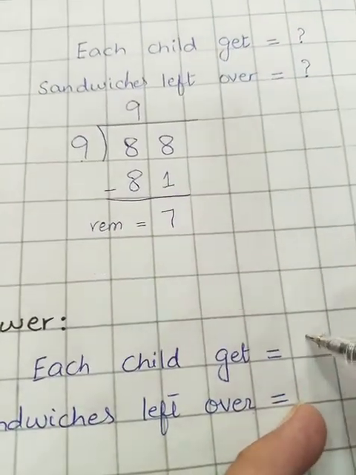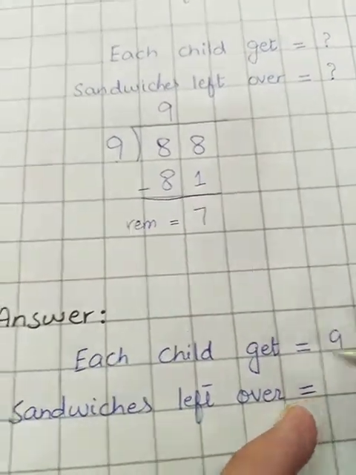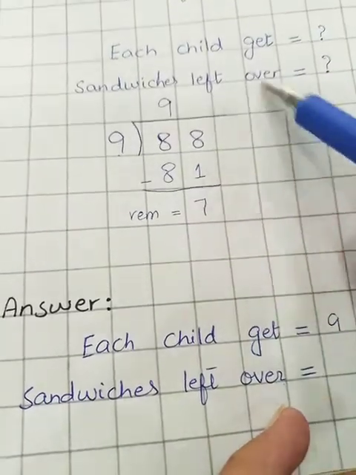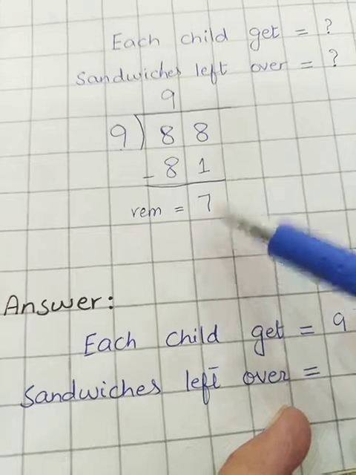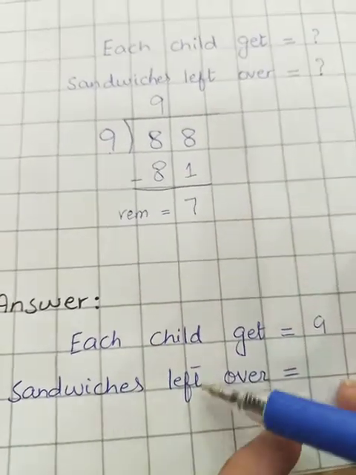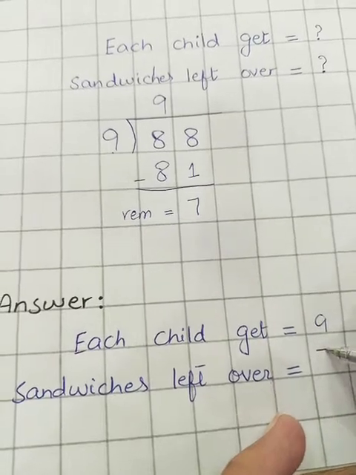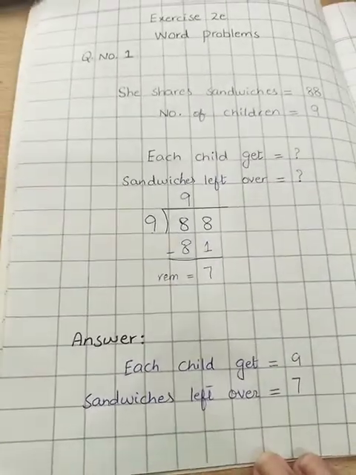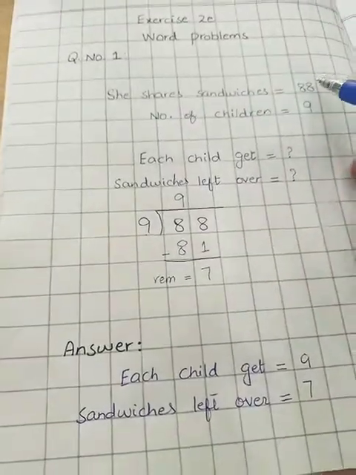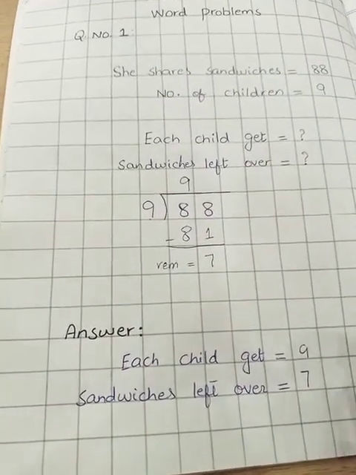Each child will get 9 sandwiches. Okay, and the answer of the next question, that is sandwiches left over, is our remainder. So students, instead of the question mark we are going to write it here, sandwiches left over is 7. Okay students, here we have solved our first part, question number 1. Okay students, come toward our question number 2.